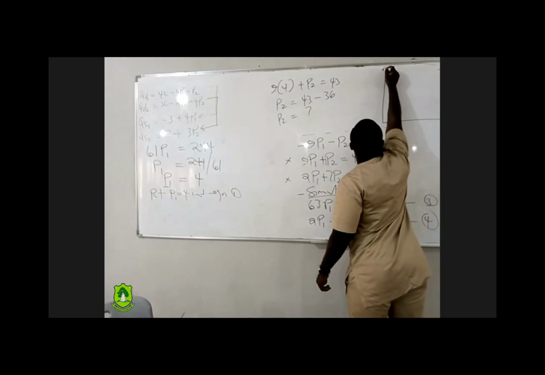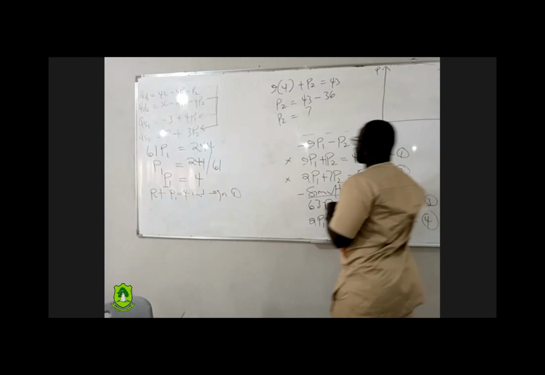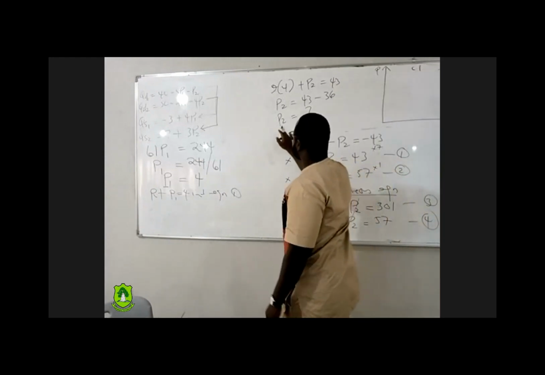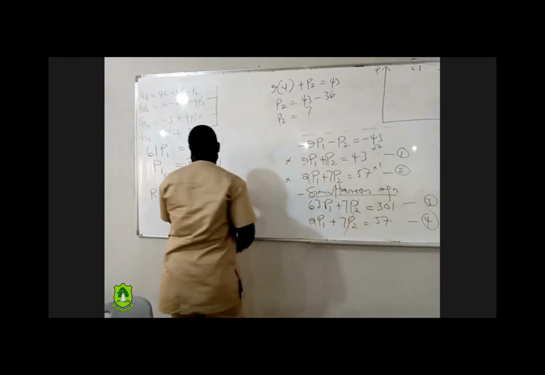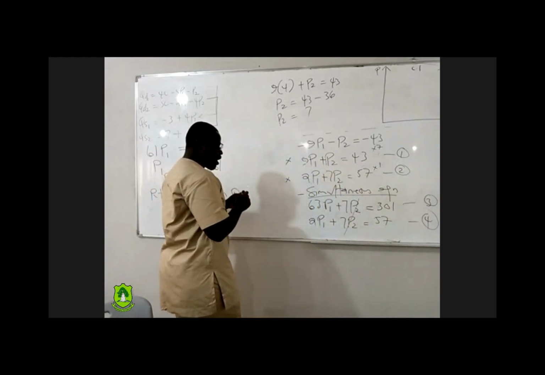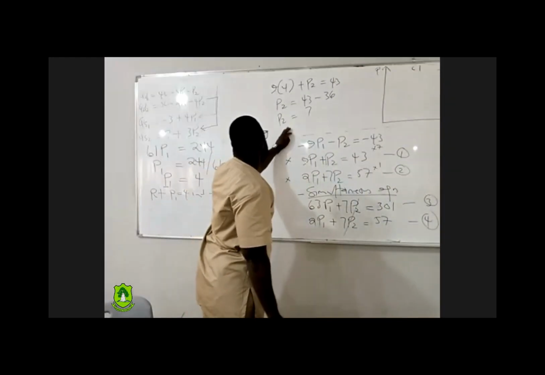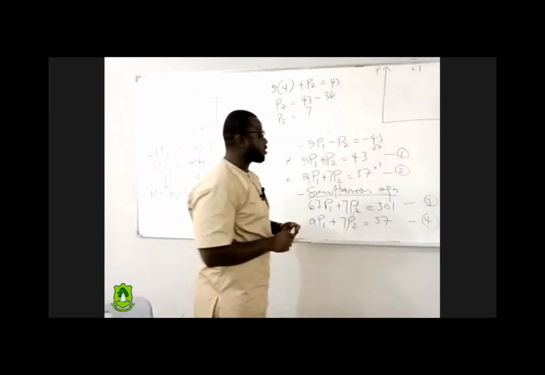P2 will be 7, which means that we have been able to find the price for commodity 2, and we have also been able to find the price for commodity 1. Now let's look at the quantity. So now we have price and we have price. So where can we put the price to find the quantity?